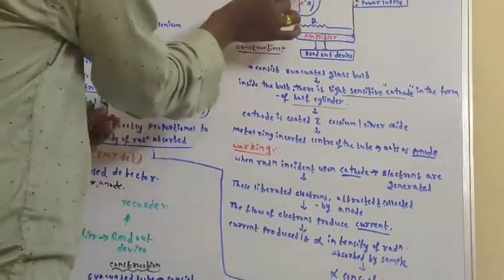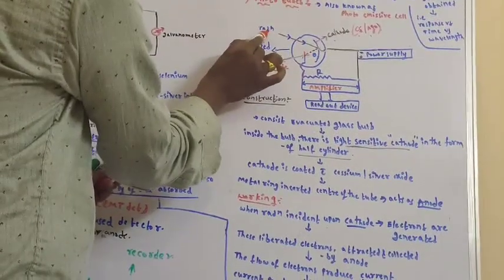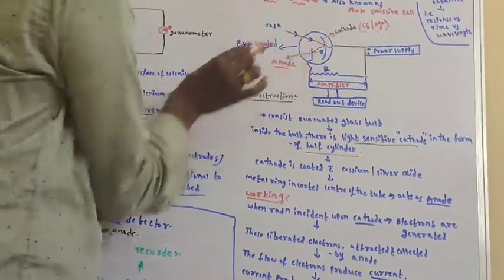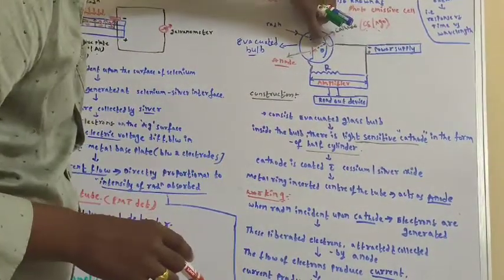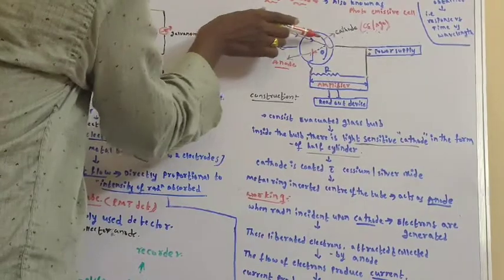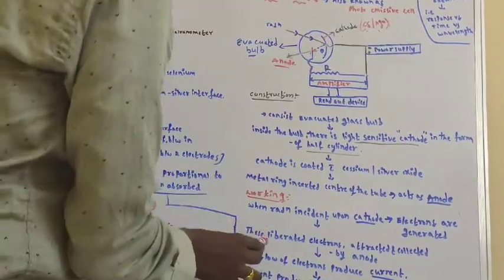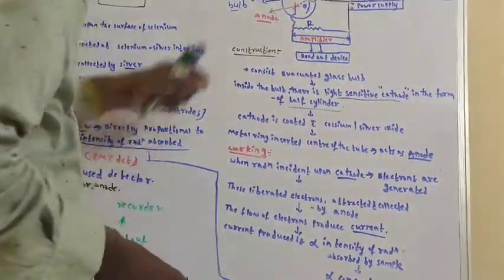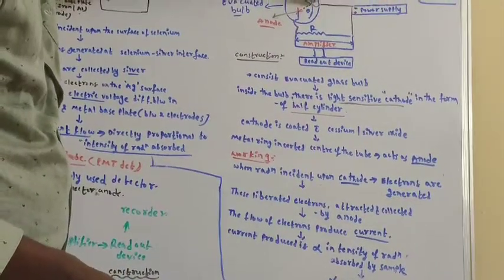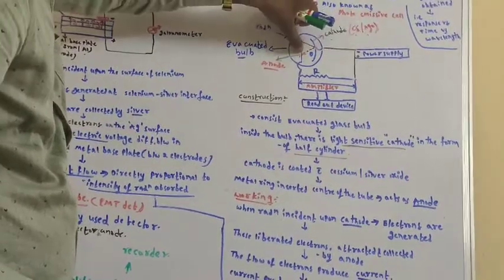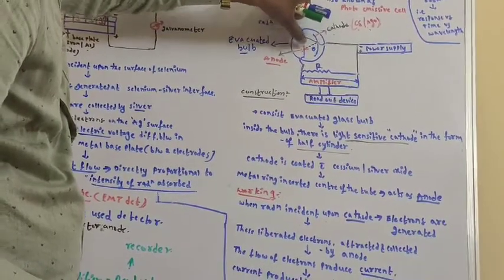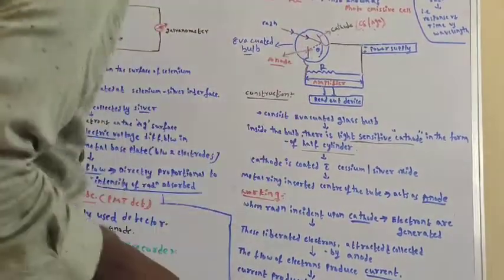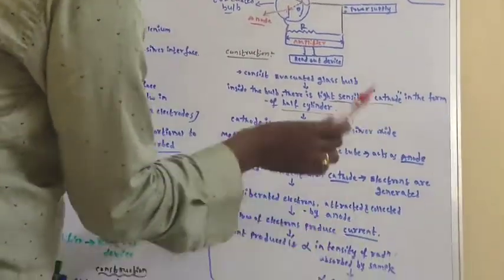You can see here, this is the cathode. Whenever the radiation coming from the sample falls onto the cathode, electrons from the cathode will be generated. These are the electrons. Then the liberated electrons are attracted and collected by the anode. The electrons liberated from the cathode will move towards the anode, meaning they will be attracted towards the anode, and all the electrons will be collected by the anode only. The flow of electrons produces current.